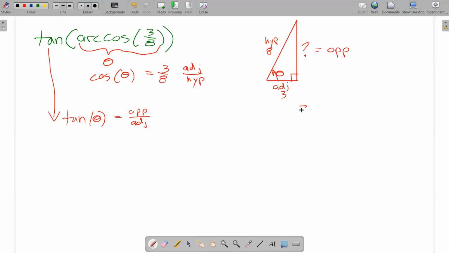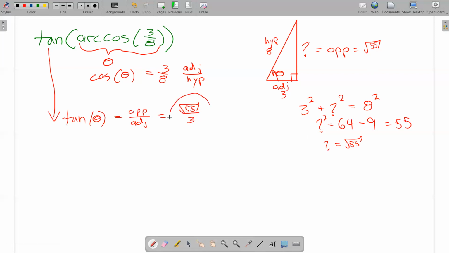Pythagorean theorem says the adjacent side squared plus the opposite side squared is equal to the hypotenuse squared. Question mark squared then equals 64 minus 9, which is what, 55 on a good day? And then I want the square root of that. So my missing side, question mark, is the square root of 55. So on this particular triangle, the opposite side is the square root of 55, and the adjacent side is 3. So I believe that would be the exact answer of the tangent of the arc cosine of 3/8.